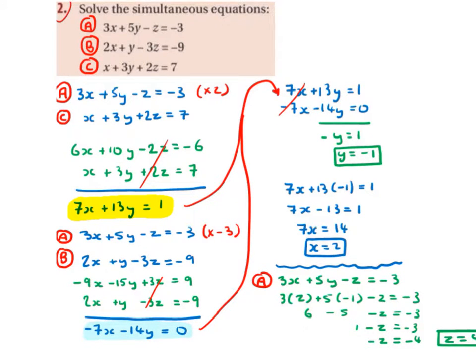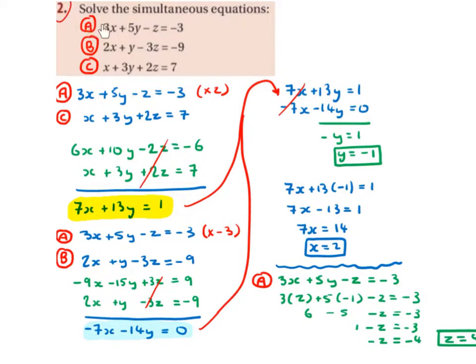Solve the simultaneous equations. 3x plus 5y minus z equals minus 3, 2x plus y minus 3z equals minus 9, x plus 3y plus 2z equals 7. So I'm going to take equation A and equation C, and I'm going to write them down here. I'm going to multiply equation A by 2. 3x by 2 is 6x, 5y by 2 is 10y, minus z by 2 is minus 2z, minus 3 by 2 is minus 6. So now my z's will cancel, and 6x plus x is 7x, 10y plus 3y is 13y, minus 6 plus 7 is 1. So now I have one equation in terms of x and y.